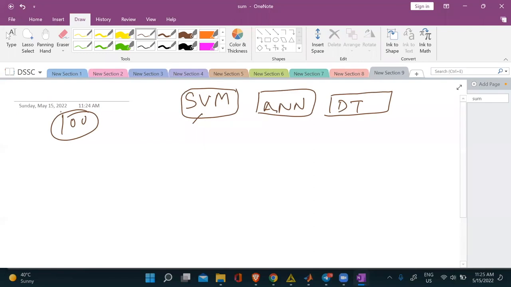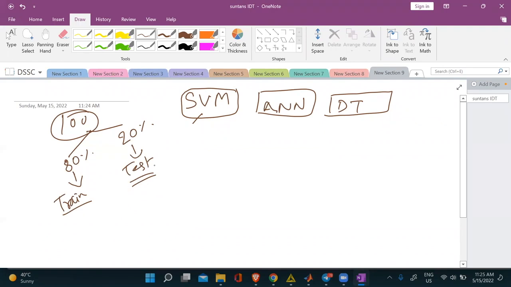Now what this classification technique will do, we will again have to divide this 100 data set into two parts, 80% and 20%. Whatever the number of the data set, 80% and 20% is a common practice. With 80% data we will train our model, which we call training, and with 20% we will test our model. Okay, and what is the model?